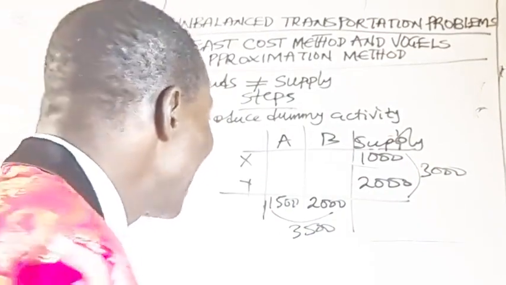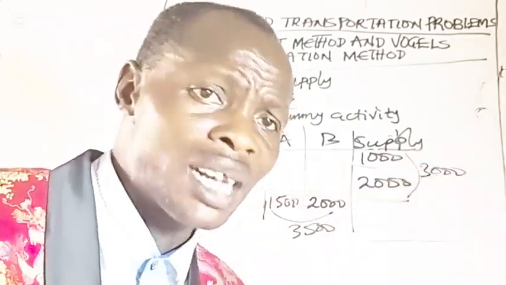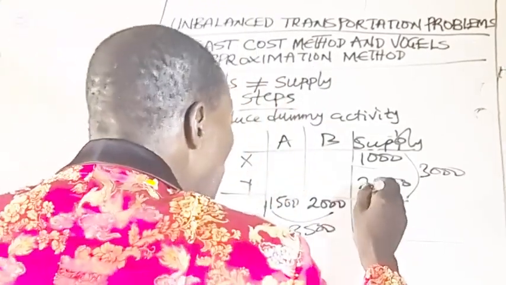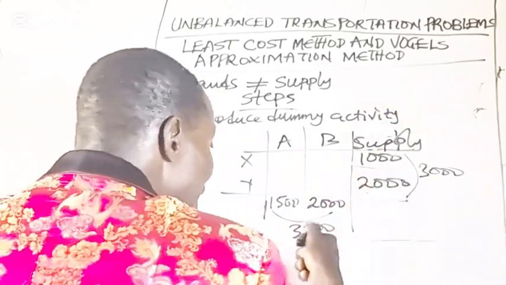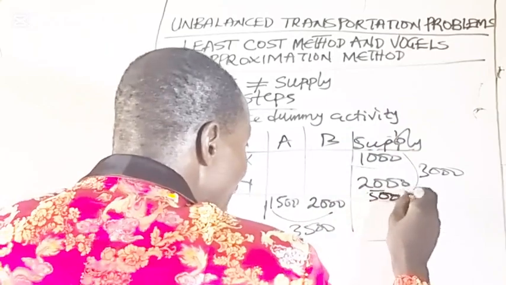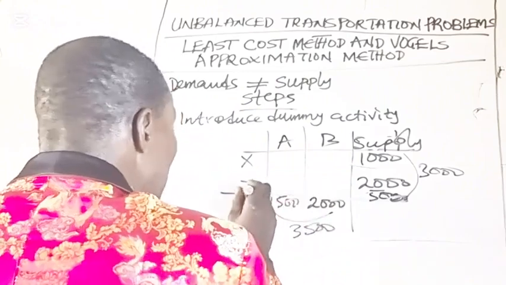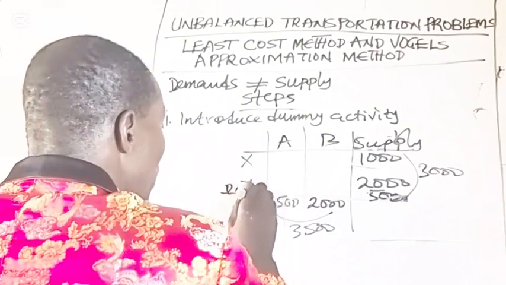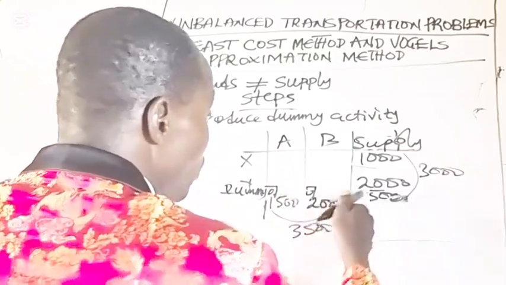Where demand is greater than supply, your dummy will be introduced horizontally. You introduce your dummy horizontally because you want to balance it. You want to increase your supply here to 3,500. So you will introduce your dummy here, dummy of 500. Then you represent that dummy by zero cost. So the cost of dummy is always zero. So you have it here.